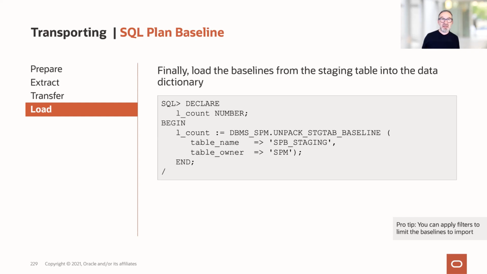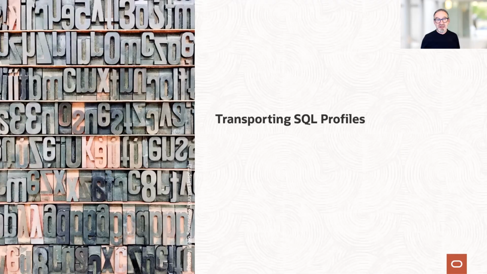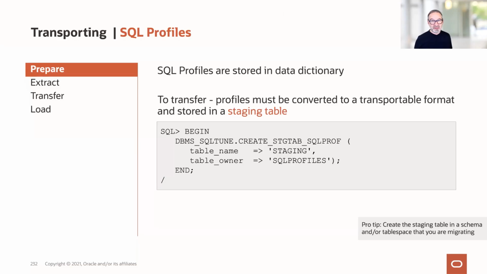So it's not complicated. You just need to make sure, if you plan to move your plan baselines, to take this extra step, because by default, they are not migrated over. And the same applies to SQL profiles. So also for SQL profiles, we need a staging table, because they are also stored in the data dictionary. So again, here now from the DBMS_SQLTUNE package, create staging table SQL prof, needs a name and an owner.